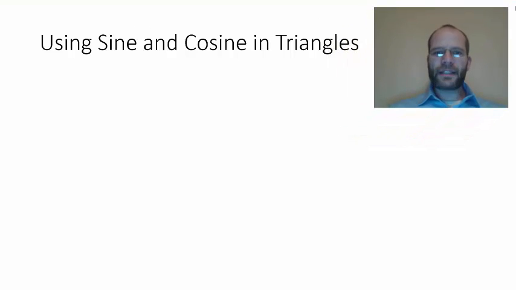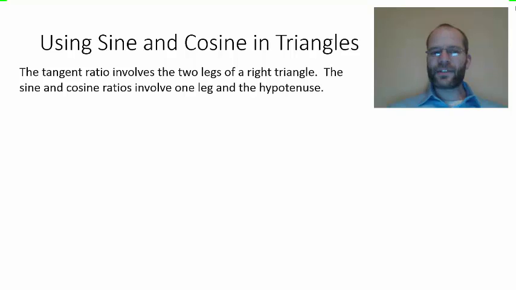How do we use the sine and cosine ratios in triangles, and how does that use differ from the use of the tangent ratio? The tangent ratio, you may remember, involved the two legs of a right triangle. The sine and cosine ratios, on the other hand, each involve one leg and the hypotenuse.